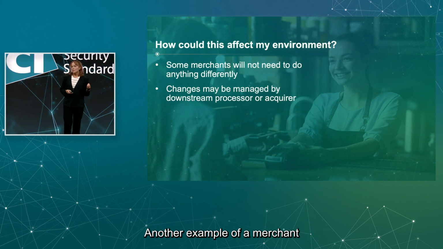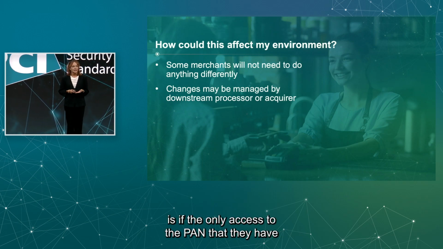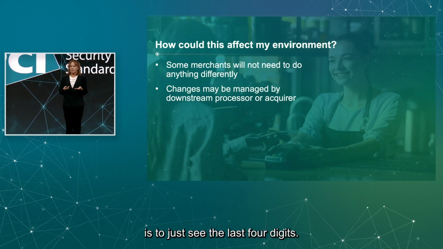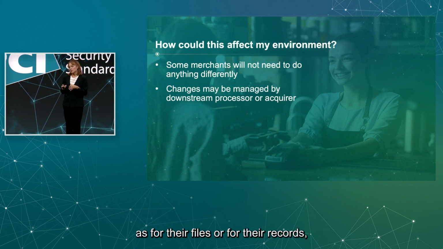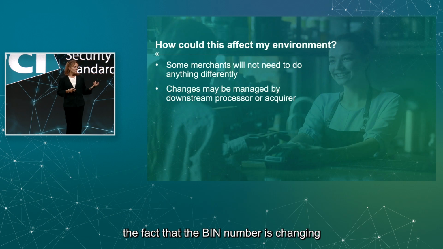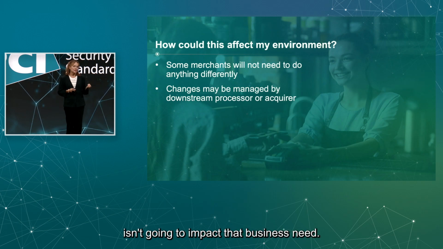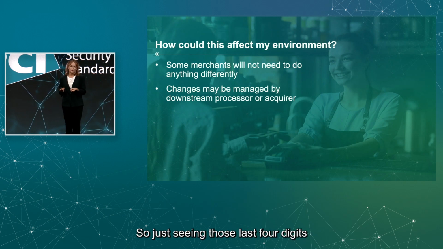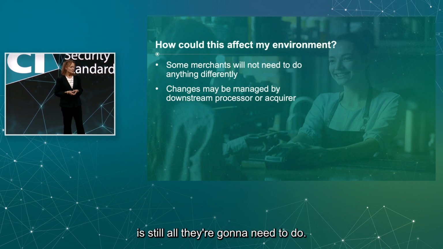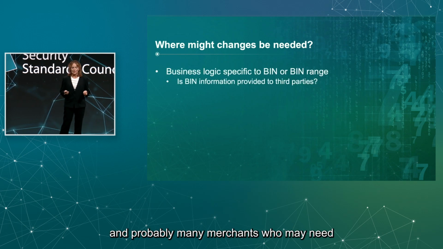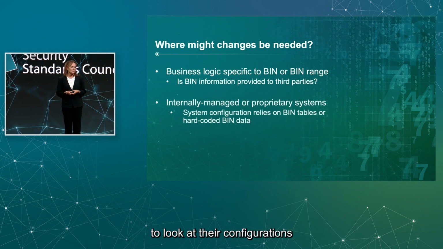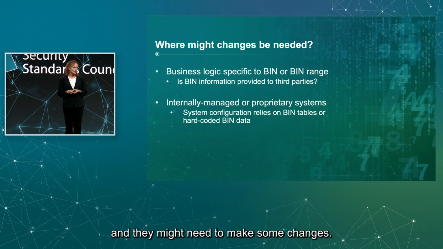Another example of a merchant who may not need to do anything is if the only access to the PAN that they have, due to their business need, is to just see the last 4 digits. If their business need is purely just to have that for their files or for their records, the fact that the BIN number's changing isn't going to impact that business need. So just seeing those last 4 digits is still all they're going to need to do. There will, however, be some organisations and probably many merchants who may need to look at their configurations, and they might need to make some changes.